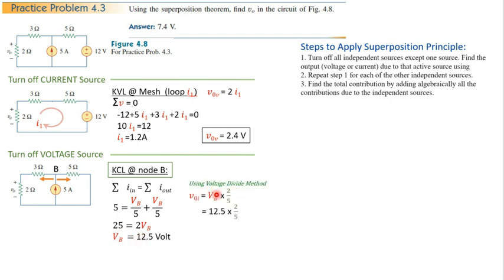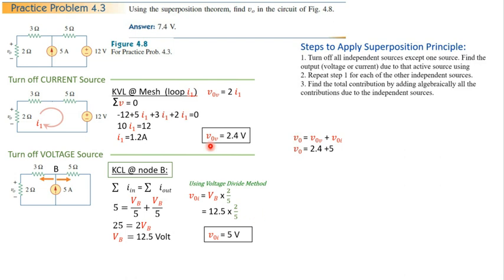Using the voltage divider method, Vo would equal the VB that we just got, 12.5, times 2 over 5. Once you add that all up, you'll get Vo equals 5 volts.